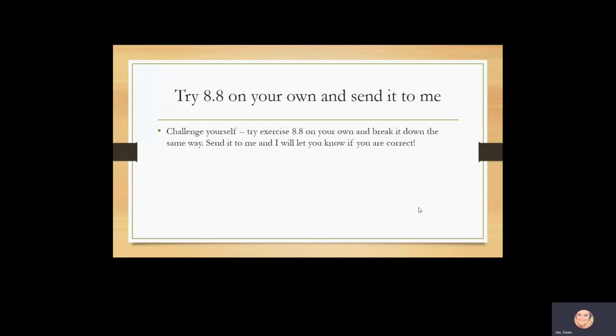All right, I'm going to leave you with a challenge on this. Try 8.8 on your own and send it to me, and I'll let you know if you're correct. You could do this, you could not do this. It's up to you. I would like to see you do it because I want to see you guys challenge yourselves. All you would have to do is come back to this PowerPoint and really just follow the steps that I did, because it's the same type of question.